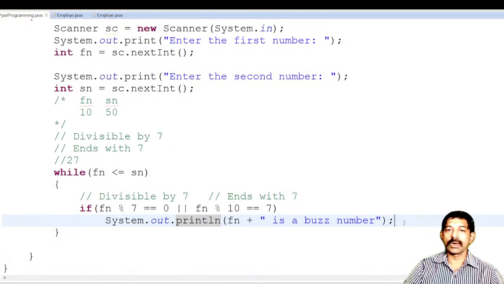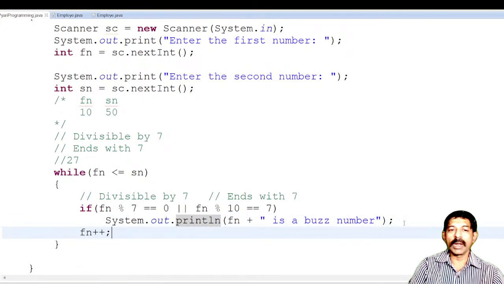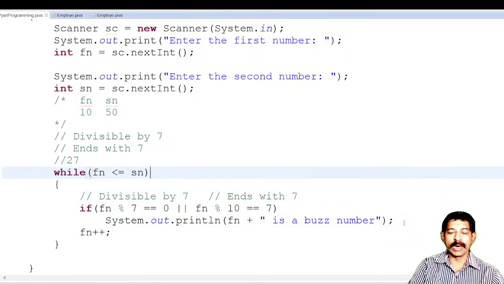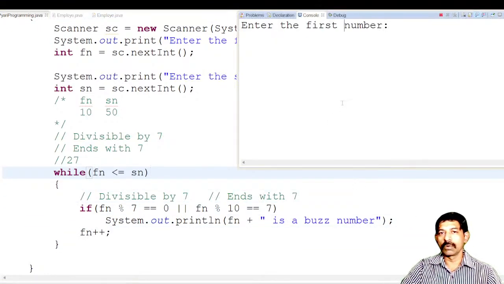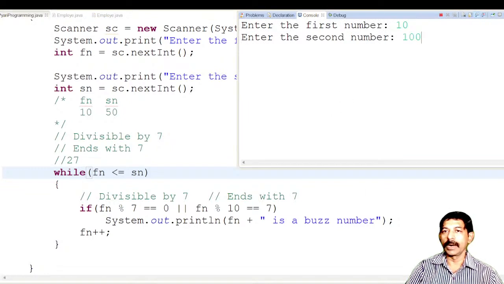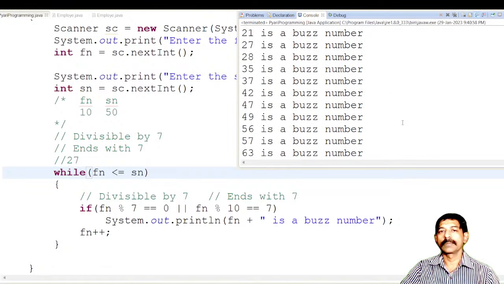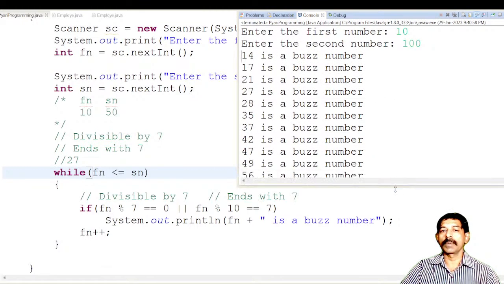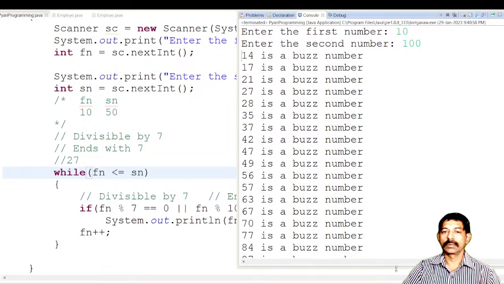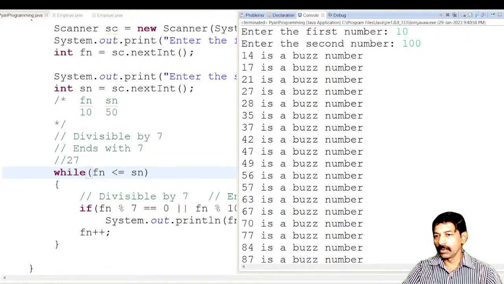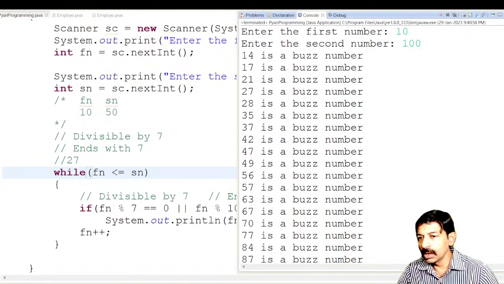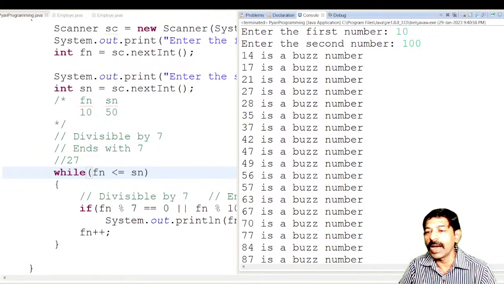I am convinced with the answer first number plus plus. The number has to increase, then only will it reach the second number. Now I am executing it. I want to display all the bus numbers between 10 and 100. So we got these bus numbers, this is the list. Sir, we require a counter? Counter is not required. Is it asking how many bus numbers are there between two given numbers? Am I clear to all of you or not? Else is not required.